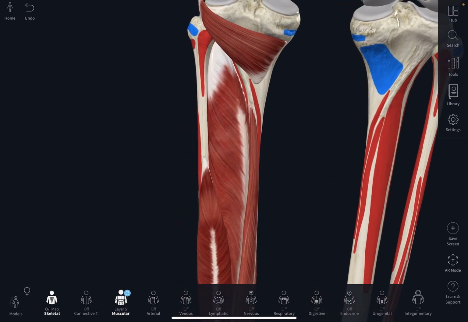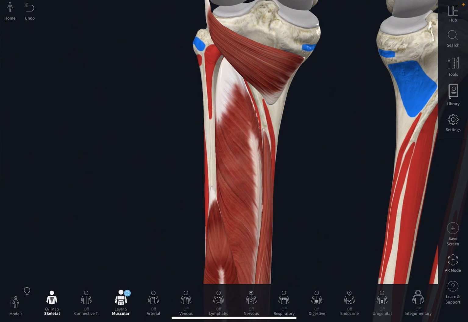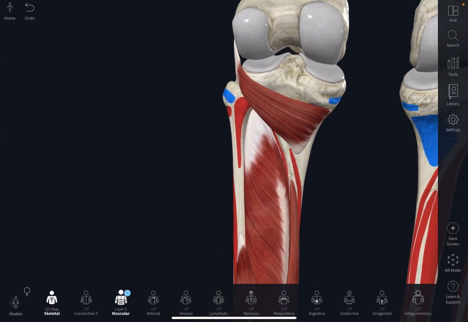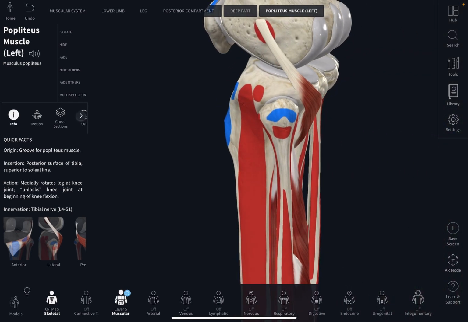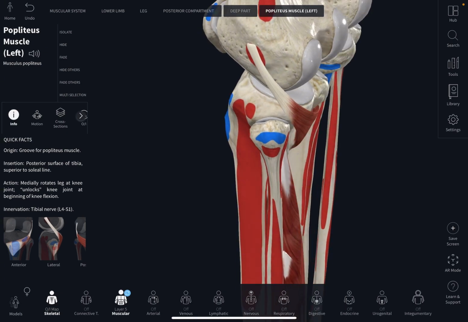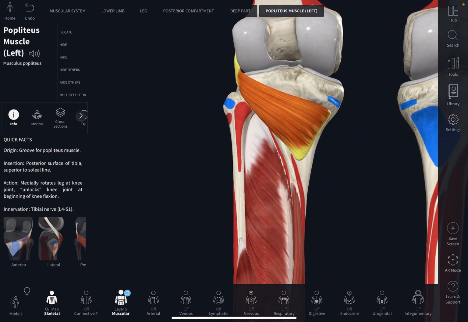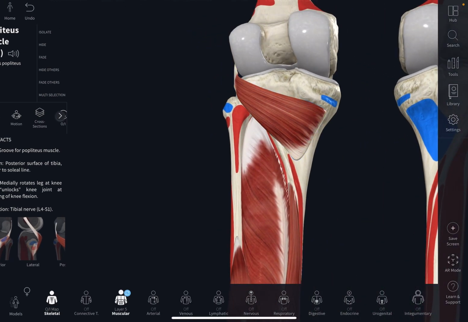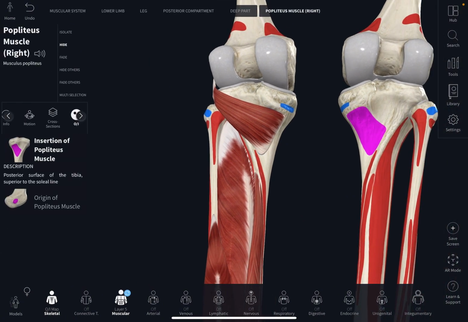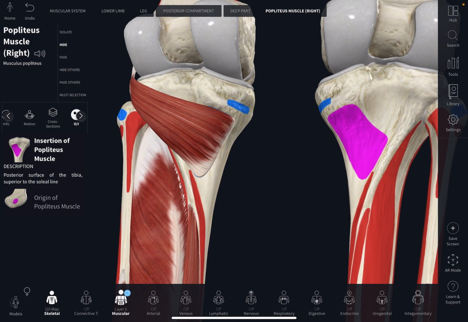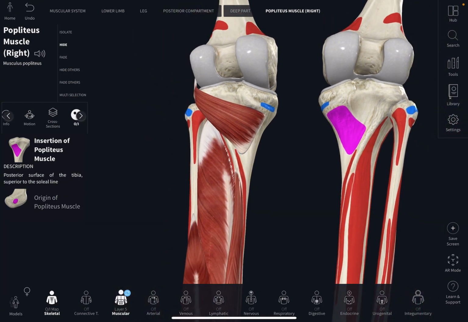So we're going to start off with this thin triangular muscle, which is going to be the popliteus. And it is going to originate from the lateral femoral condyle and insert itself to the posterior tibia, right above the soleal line. And it's going to unlock the knee to lateral rotation when the knee is flexed.